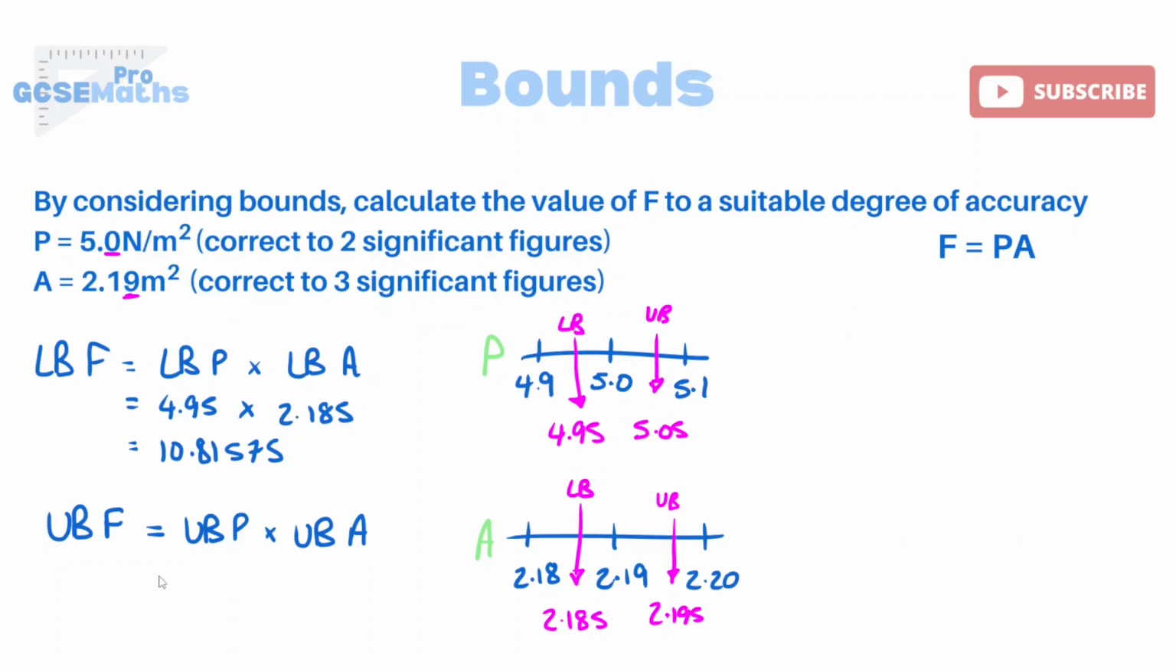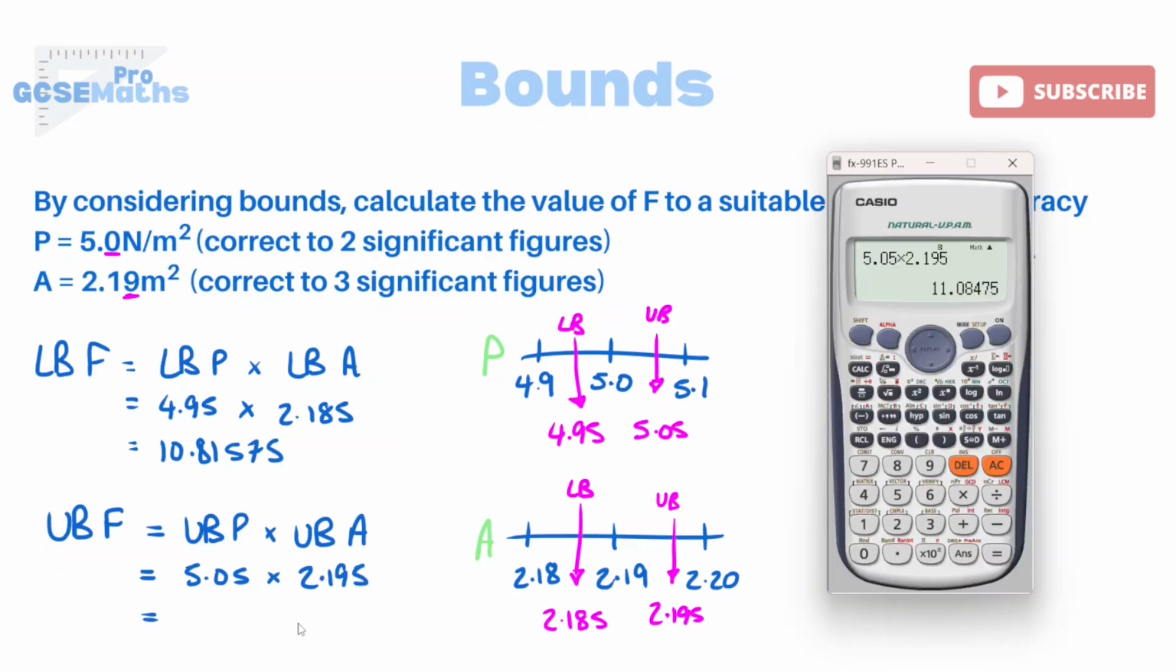Okay, and then we do the same for the upper bound of F, which means I need the upper bounds of P and A. So we've got P, which is 5.05, and A, which is 2.195. Again, just chuck it in your calculator. So here I have 11.08475.